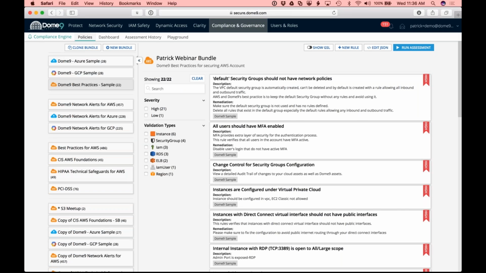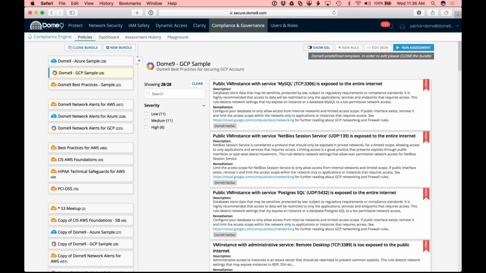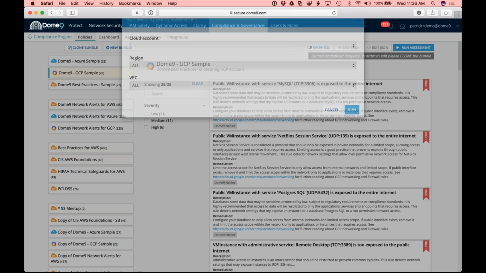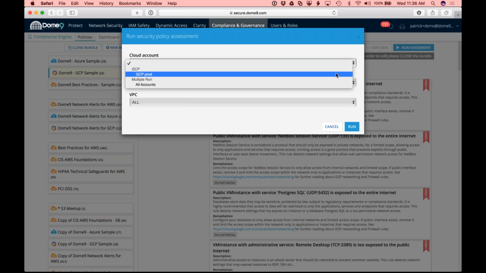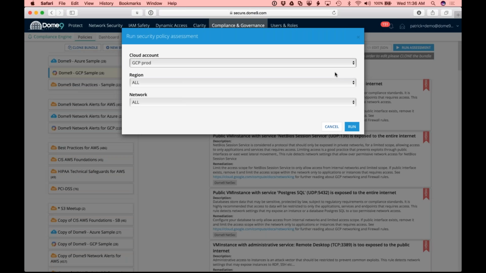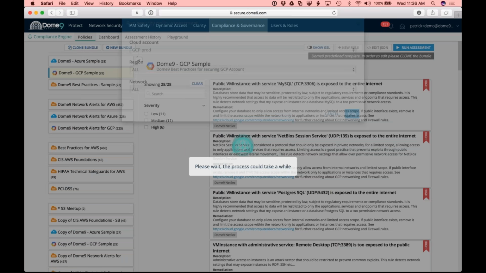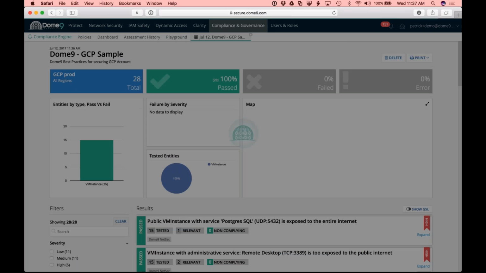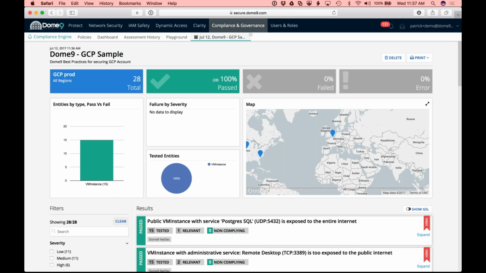So we'll back out a little bit, and let's take one of these rule bundles. In this case, we'll use a Google Cloud Platform sample bundle, and let's execute this across our accounts. In this case, it's going to be across our single Google Cloud Platform account that we have connected to our demo environment here. And as you can see, you can get a little more specific. If you want to run this regionally, if you want to run this against one network, you can do so. In this case, we're going to run it against the whole account. And if we had more than one account, you could run this against more than one account.